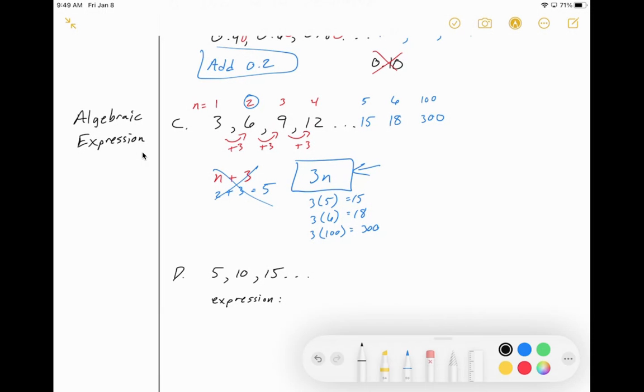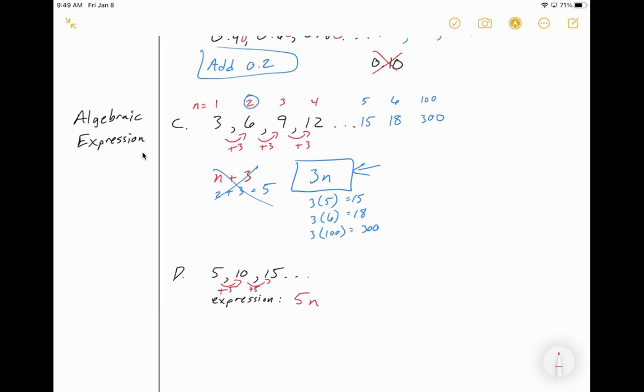Yep, that's good. Okay, so we think about it, right? We're going up by 5 each time. So my expression is simply 5n. That's it.